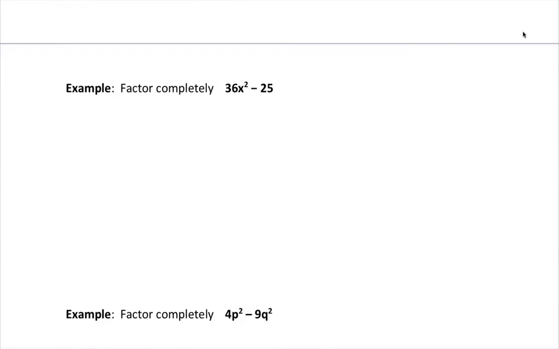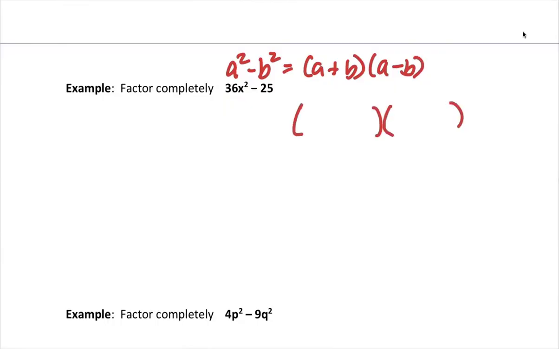Is this a perfect square pattern? So what we're looking for, is this a perfect square? Yes. Is this a perfect square? Yes. And is it a subtraction sign between them? Yes. If those 3 things are yes, then it follows the pattern of being the difference of perfect squares and will factor like this. So this is going to factor as 6x, one's plus, one's minus 5.